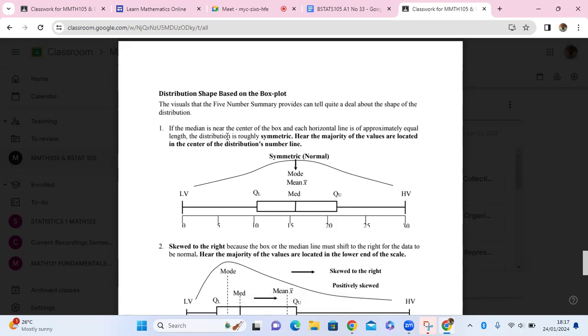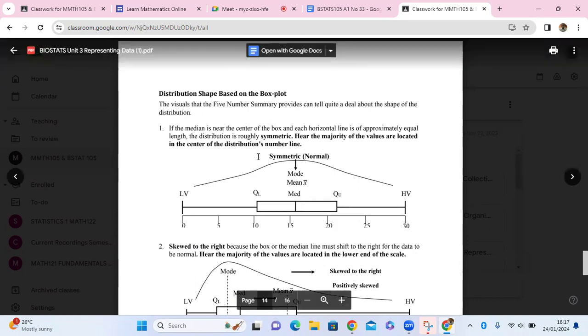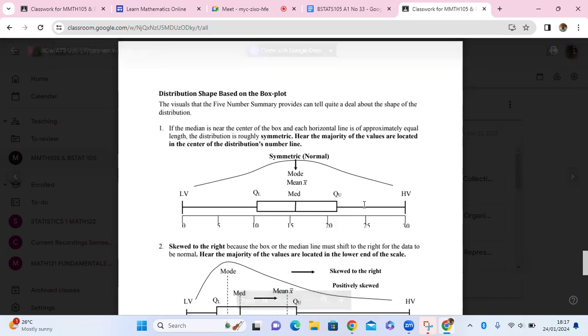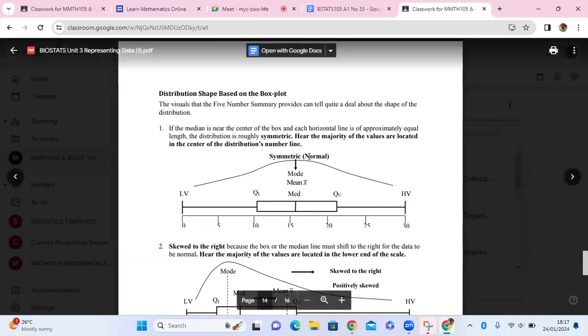If the median is near the center of the box and each horizontal line is of approximately equal length, each whisker is more or less the same length, then the distribution you can conclude is roughly symmetric, which means that the mean, median, and mode are more or less equal to each other, and the majority of the values are located in the center of the data scale.